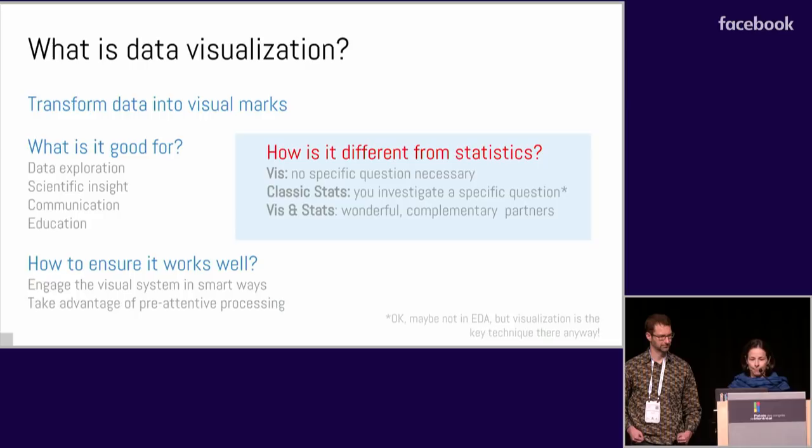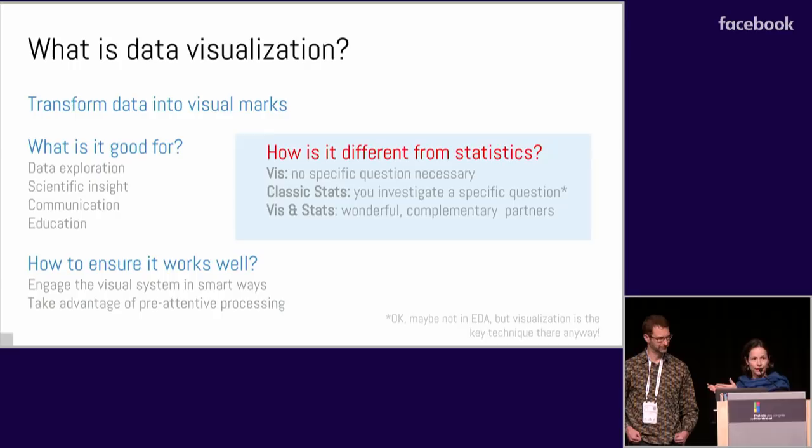Another question that we get sometimes is, is data visualization different from statistics? And it's not that they are completely separate animals. In fact, I think they are really beautifully complementary. But there are a few things that might be different. So for instance, when you're exploring with data visualization, a lot of times you don't have a specific question in mind. You just really want to get a sense of the lay of the land and what the shape of your data is, and you don't even know what question you want to ask. With classic statistics, a lot of times you may have a specific question you're hoping to analyze.